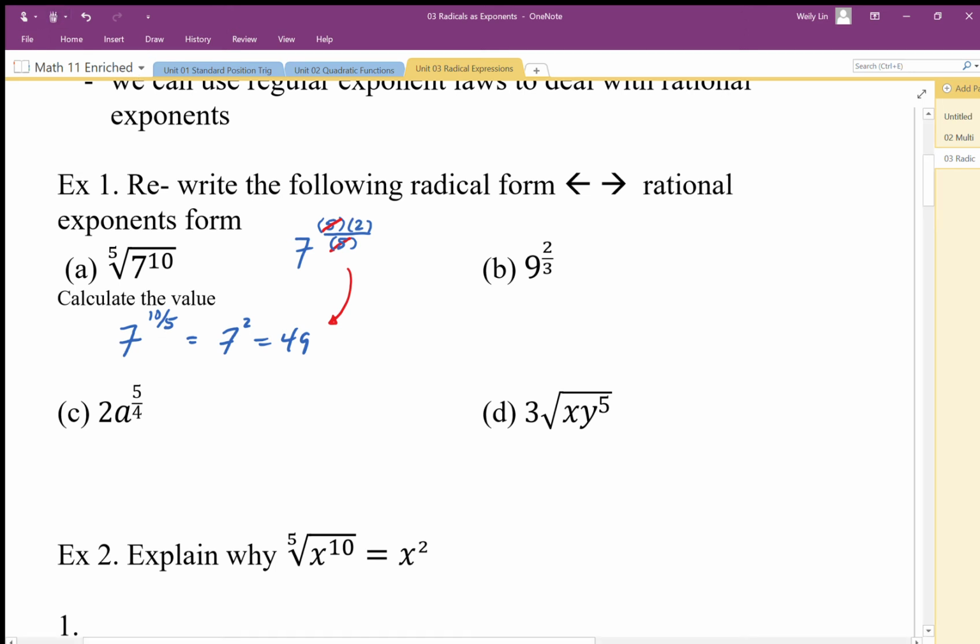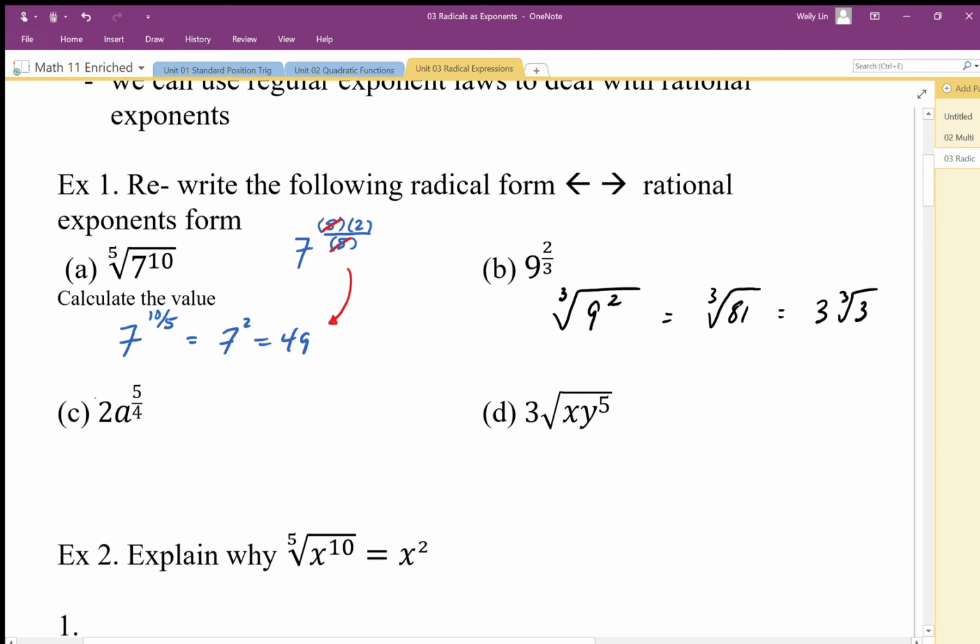Okay, so let's try this next one. This is 9 to the power 3 over 2 over 3. To express this, the root is root 3, and the power is power 2. If we want to work this out, we can calculate the value of this. This becomes the cube root of 81. The cube root of 27 is 3, and then we leave a factor of 3 in there.